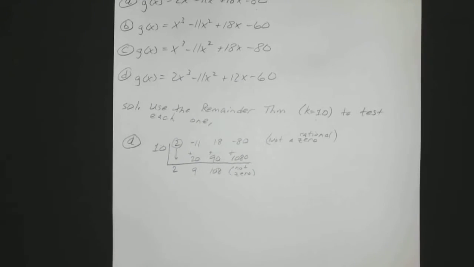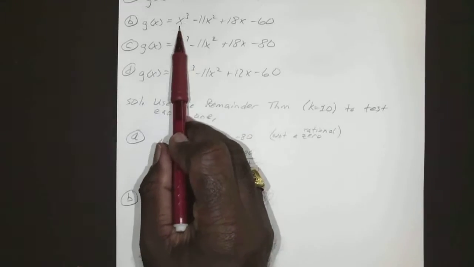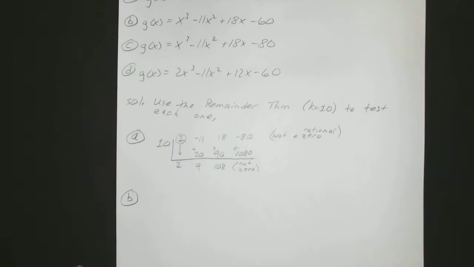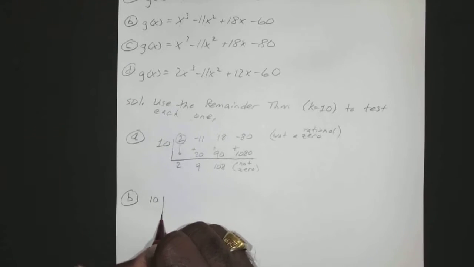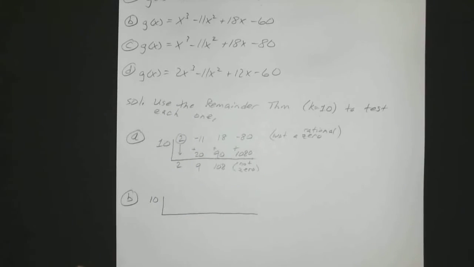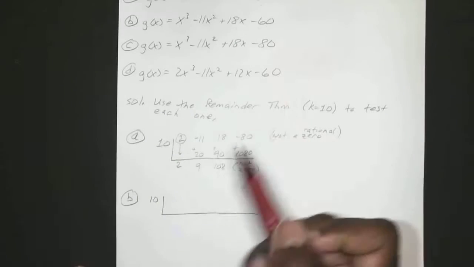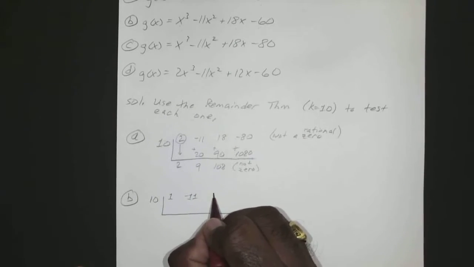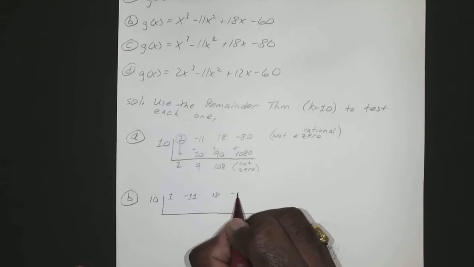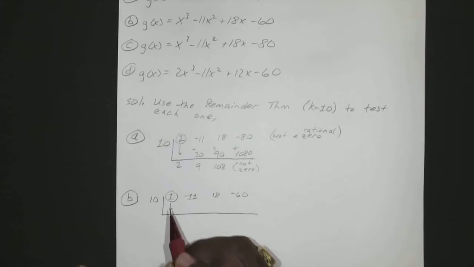Okay, so now we do the same thing for B. Again, just plugging in the coefficients. Remember our k is equal to 10. Our coefficients are 1, -11, 18, and -60. So we get our first one and just bring it down.